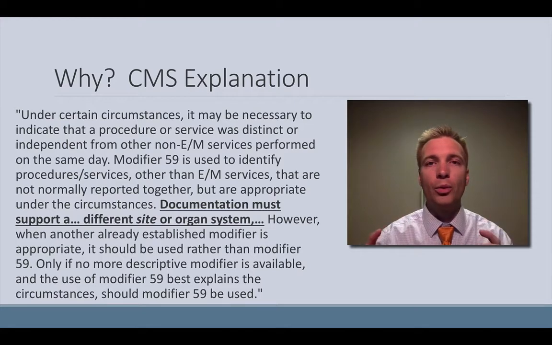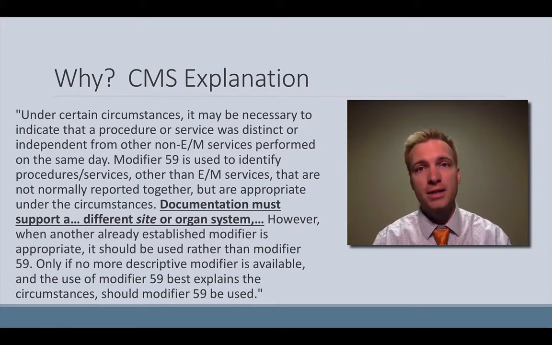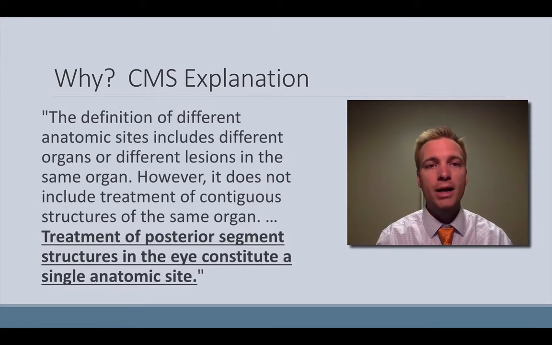So I think what people will do in the previous example I just gave is look at this and say documentation must support a different site or organ system, and then use the 59 modifier with the macular OCT, since the retinal photo was in theory for the rest of the retina. But if we look further into this document, what they go on to say is that the definition of different anatomical sites includes different organs or different lesions in the same organ.